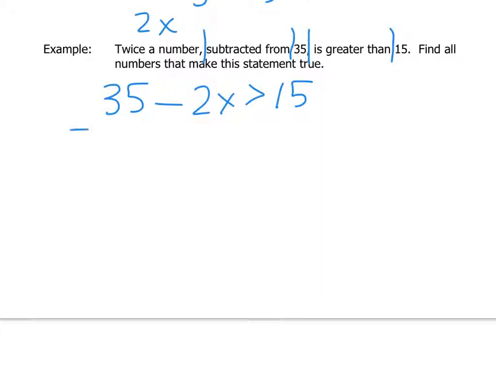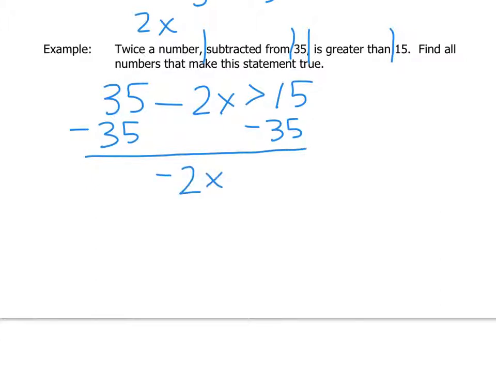Now all we have to do is solve it. First thing I'm going to do, subtract 35 from both sides. And I'm going to bring down my negative 2x is greater than, this is negative 20. Now what I need to do is divide both sides by negative 2.